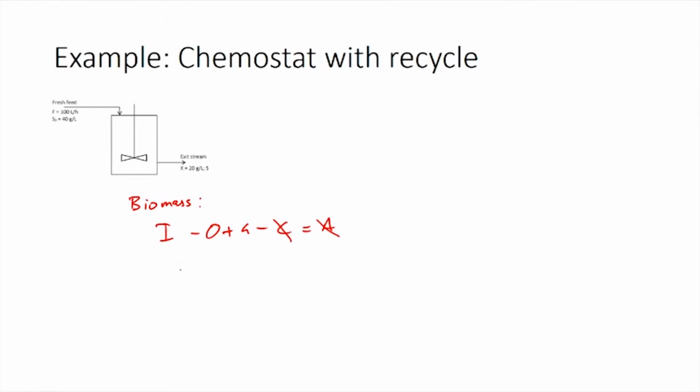So, input term would be F x naught, which goes to 0 because x naught is 0 in the sterile feed. You have F x as your output and generation, if you remember, is given as mu x V, where mu is the specific growth rate, x is the biomass concentration in the exit stream, thereby the biomass concentration inside the reactor also, V is the volume of the reactor, this equals 0. So, from this we know that mu V equals F, which equals 100 liters per hour.